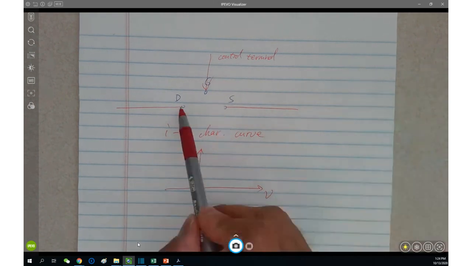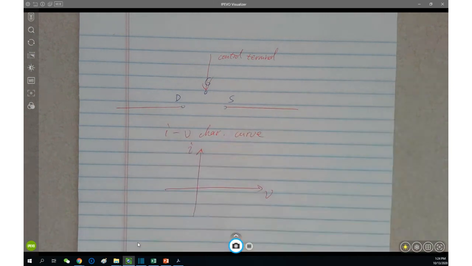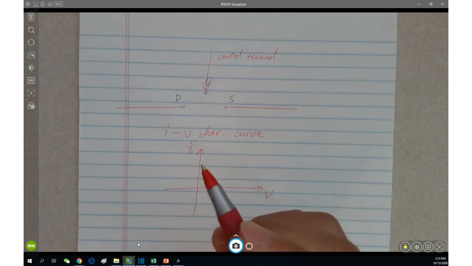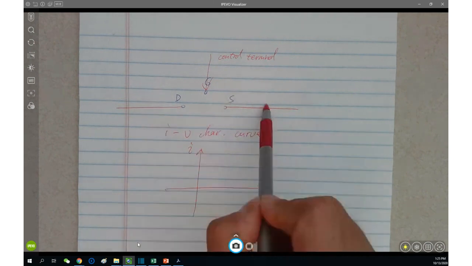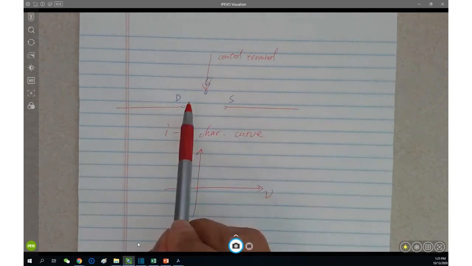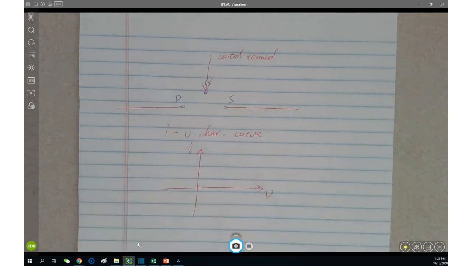Once again, drain and source are going to be connected to the rest of the circuit. The gate is kind of a control terminal. So what is the consequence then? The voltage across this device is the V. The current through this device is the I, right? So who is the V? The voltage across this device, who is it?